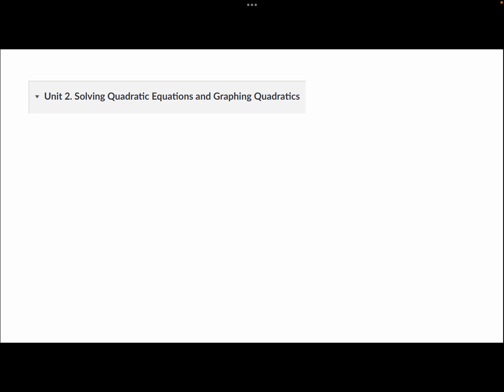Okay, so in the first unit we were all about factoring. Today we're going to be talking all about solving quadratic equations. A quadratic equation is anything that has an x squared value in it. So if you remember from unit 1 where we had x squared plus 4x plus 4, and we learned to factor that.